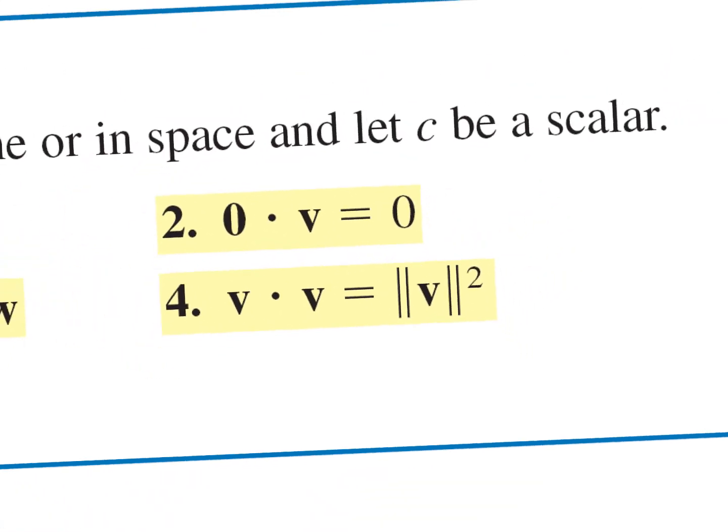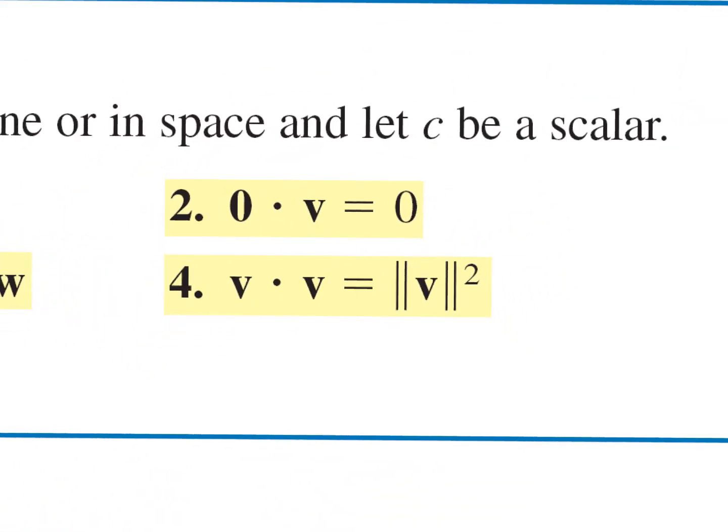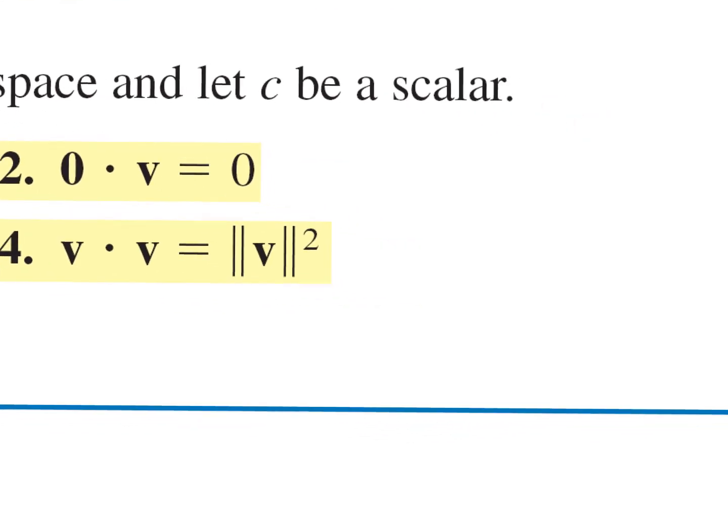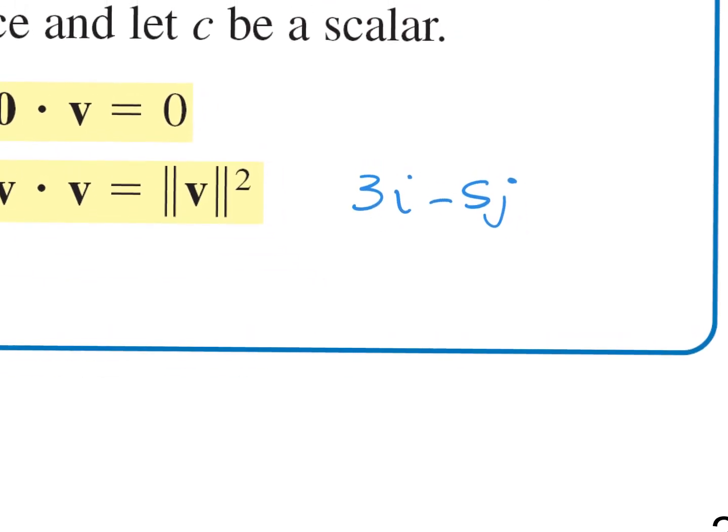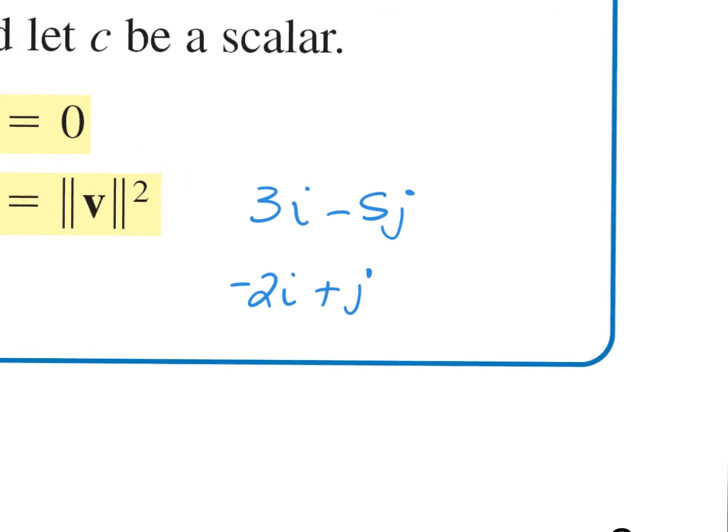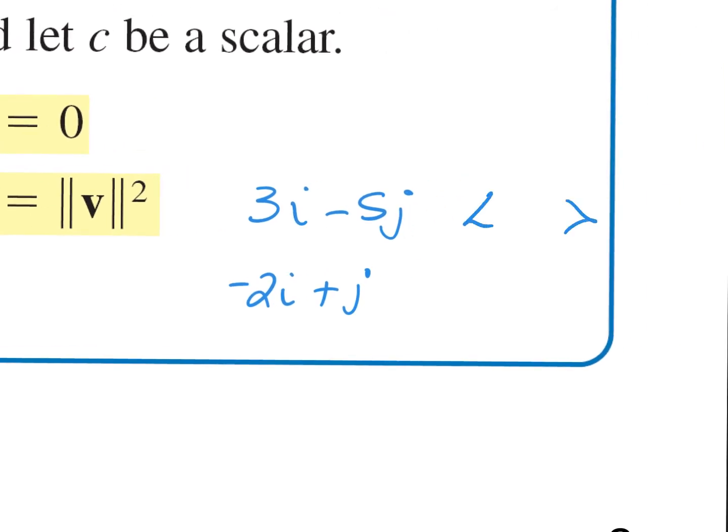Again, you might see this on your WebAssign, you might see this on a test. If I have something like 3i minus 5j, and then, as I talked to you about yesterday, negative 2i plus j. All right, they're giving you the two vectors. What are the coefficients of i and j? 3 and what? Negative 5. What are the coefficients here of i and j? Negative 2 and 1. There you go.